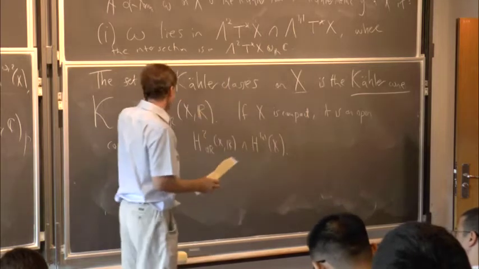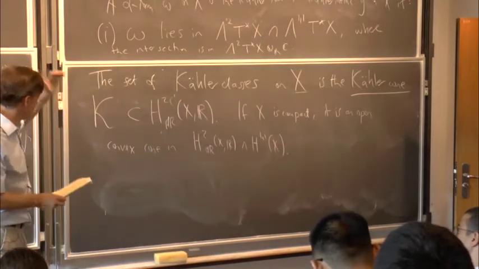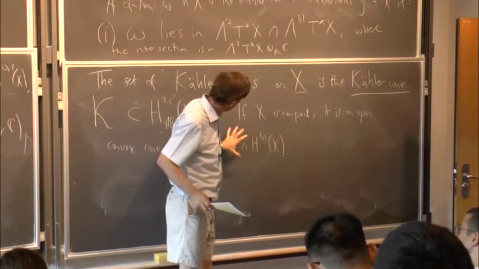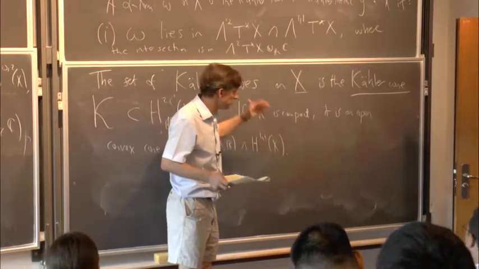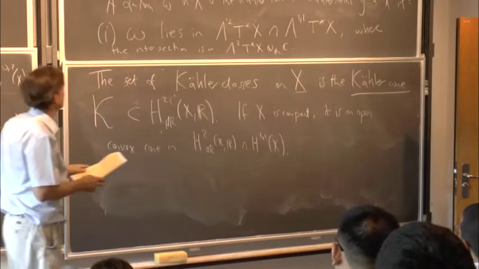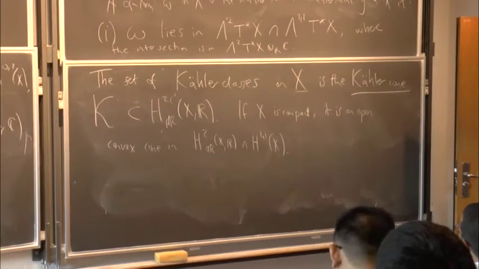If X is not compact, it's still a convex cone in H^2 of X de Rham, but you're not sure exactly what you mean by this, and you need to worry about what topology was going on before you could say it was open. Okay.